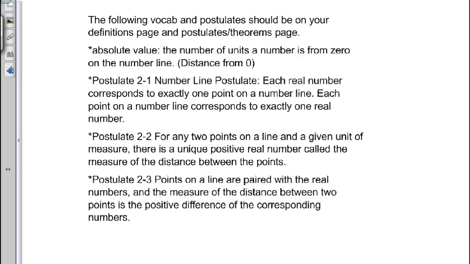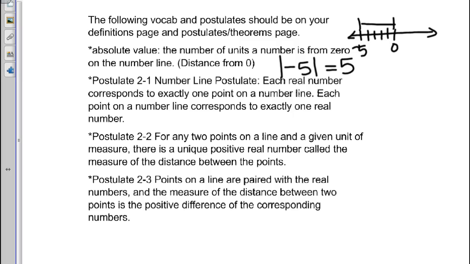So if I have absolute values represented with bars, if I have the absolute value of -5, what I'm asking you is how far from 0 is -5 on the number line. We know it's to the left. Negative numbers are to the left. I want to know how far this is. So distance is positive, so we go 5 units to the left. Absolute value of -5 is 5 because it's 5 units from 0.